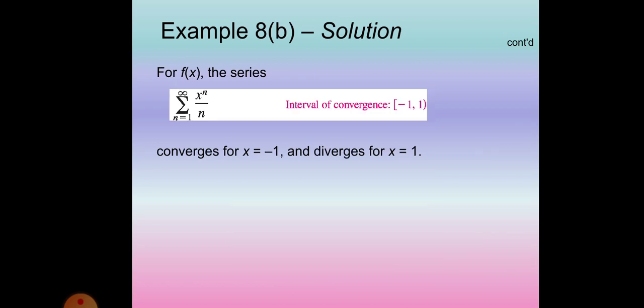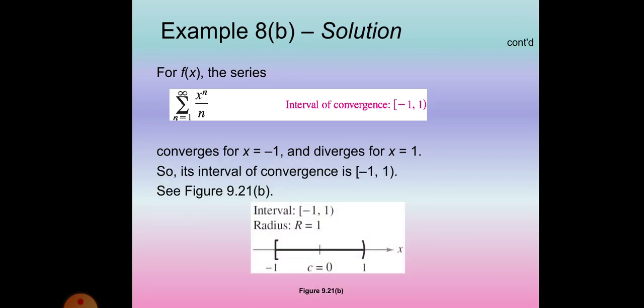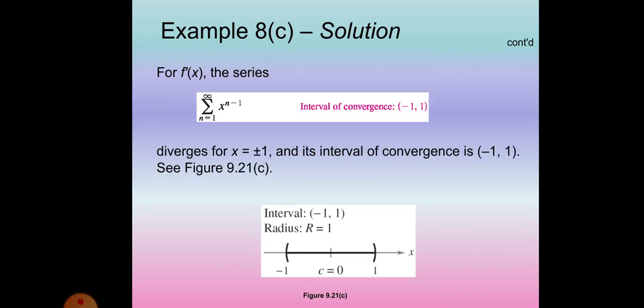For f of x, we have the summation of x raised to n over n as n is equal to 1 approaches infinity. The interval of convergence is negative 1 to 1. It converges for x equal to negative 1 and diverges for x equal to 1. So its interval of convergence is negative 1 to 1, which is shown in the figure below.